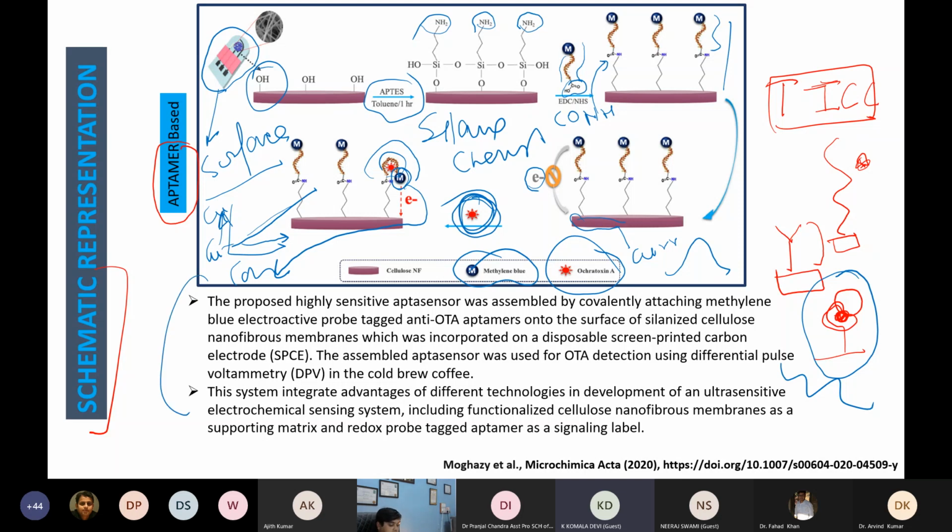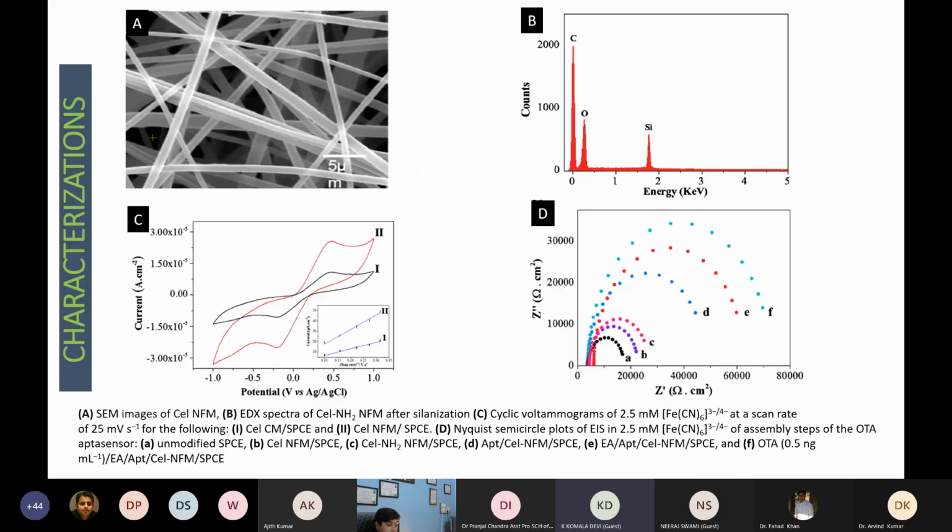So I'll not go into the detail of what is the meaning of DPV, or this is screen printed carbon electrode, this is what we are making. So again, we have to characterize again. I already told you all that you must characterize.